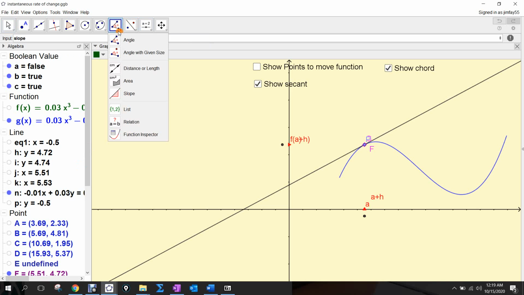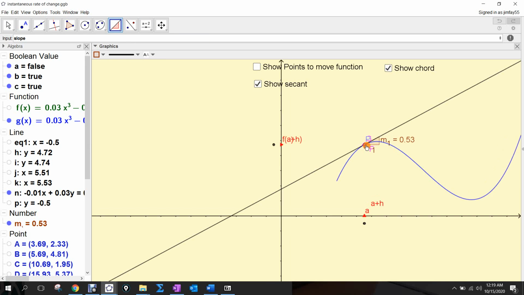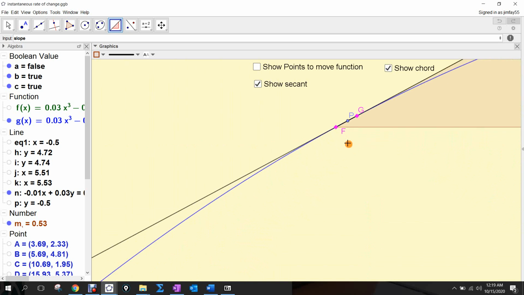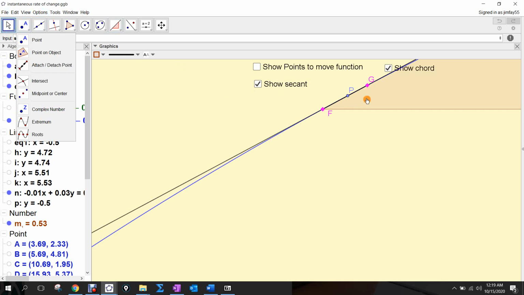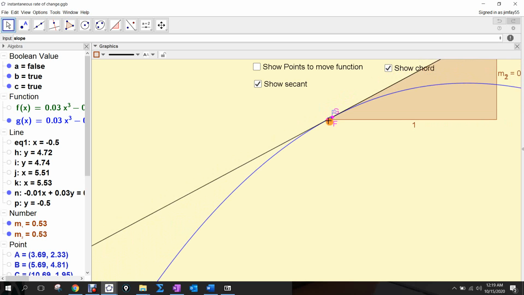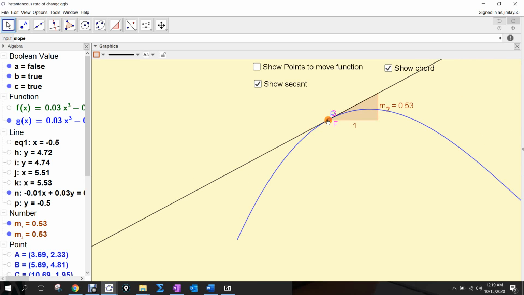Let's see here. The slope of this line here is 0.53. If I look at the average rate of change between F and G, then that would also be 0.53. And the closer F and G get to one another, now it's not letting me pull those points any closer, that 0.53 will become a better approximation for the slope of that point on that curve.